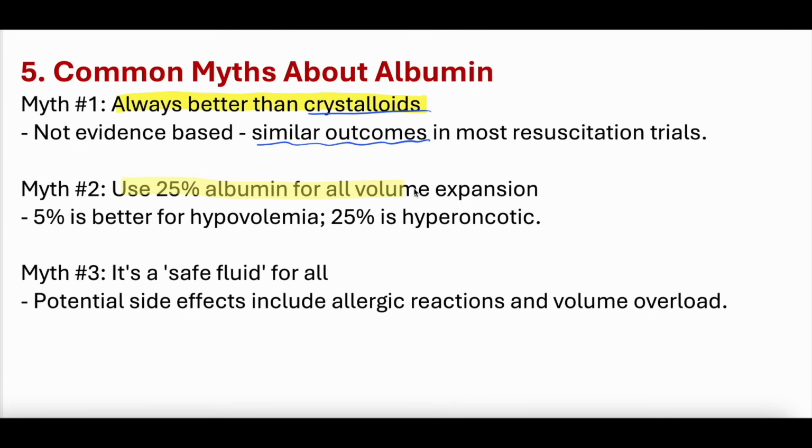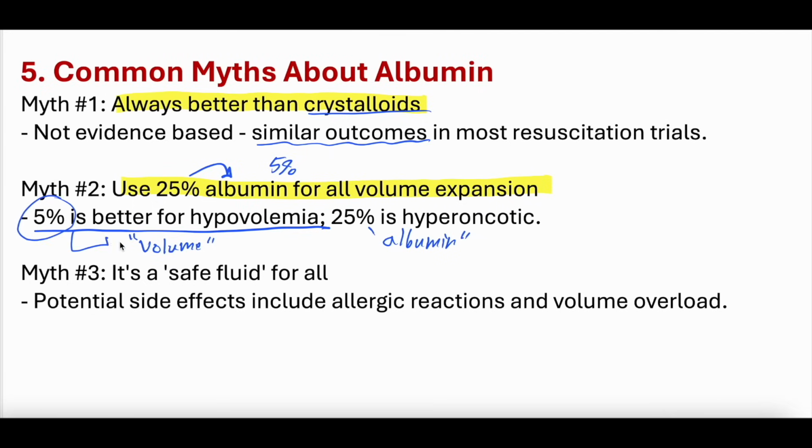Myth: use 25% albumin for all volume expansion, right? We said 25% is the percent of albumin in the fluid. It's 25% versus 5%. Well, 5% is better for hypovolemia because they're getting more volume, right? Whereas with 25%, they're getting more albumin, all right? So if you want to volume expand, 5%, because it has more volume in it. If you just want to try to get intravascular volume from the extravascular space, 25% more concentrated might be better.